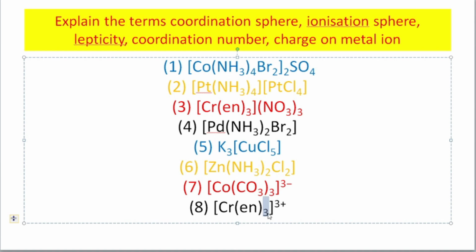Now see this complex, the last complex. Ethylene diamine thrice. Ethylene diamine forms how many bonds? 2 bonds. So how many ethylene diamines are there? 3. So total number of bonds? 6. So coordination number is 6.